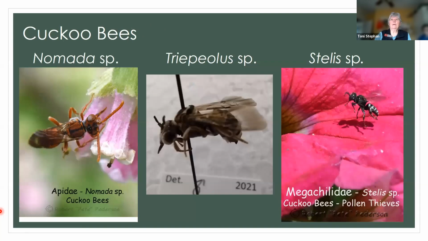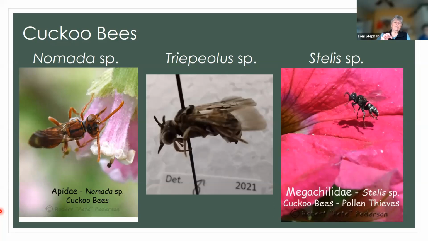The last thing I want to talk about with the native bees is, I asked if all bees collect pollen. The answer was no. Are all bees good pollinators? The answer is no. There are such things as cuckoo bees. They're actually kleptoparasites of other bees. Here are just 3 of the cuckoo bees that we have in our area: the Nomada, the Triepeolus, and the Stelis. These bees don't collect pollen. They will nectar. They don't collect pollen because they don't make their own nest.